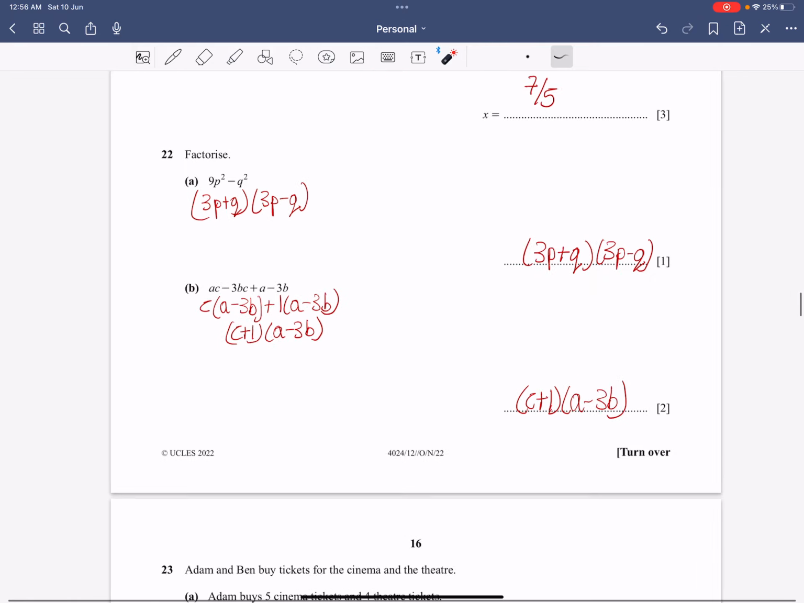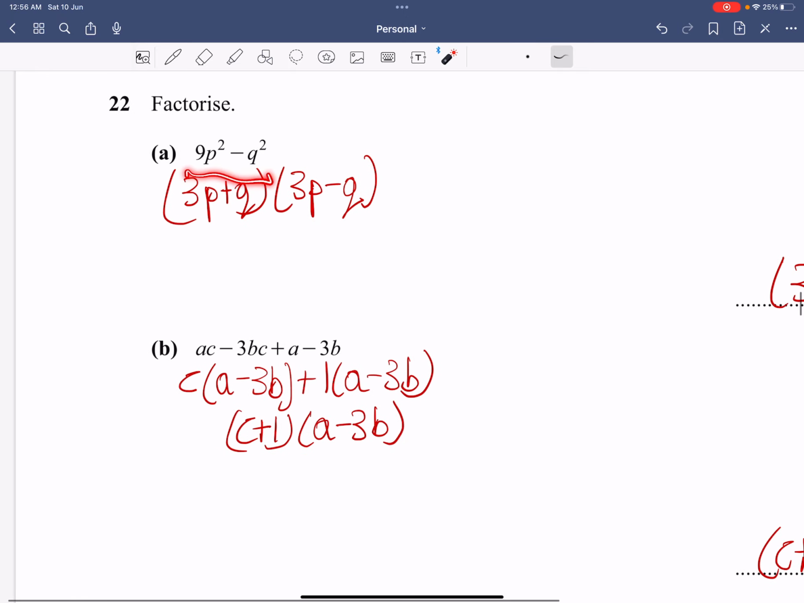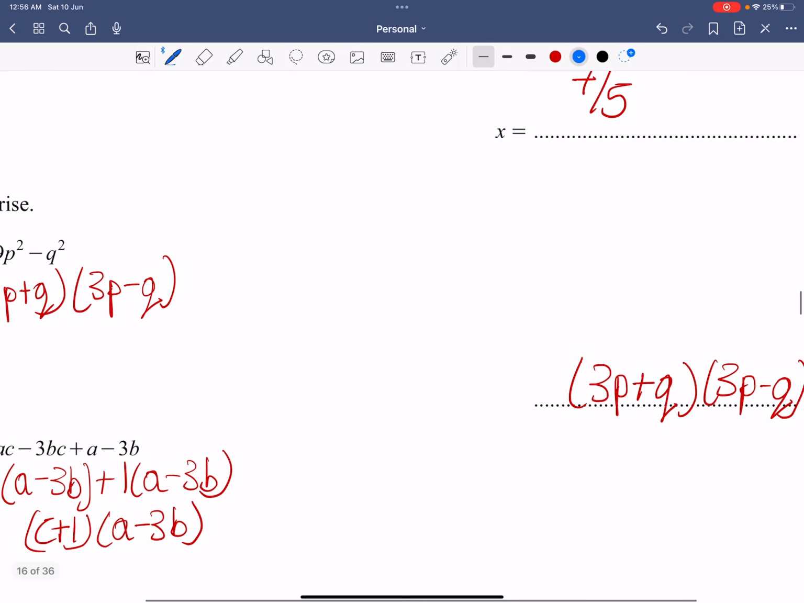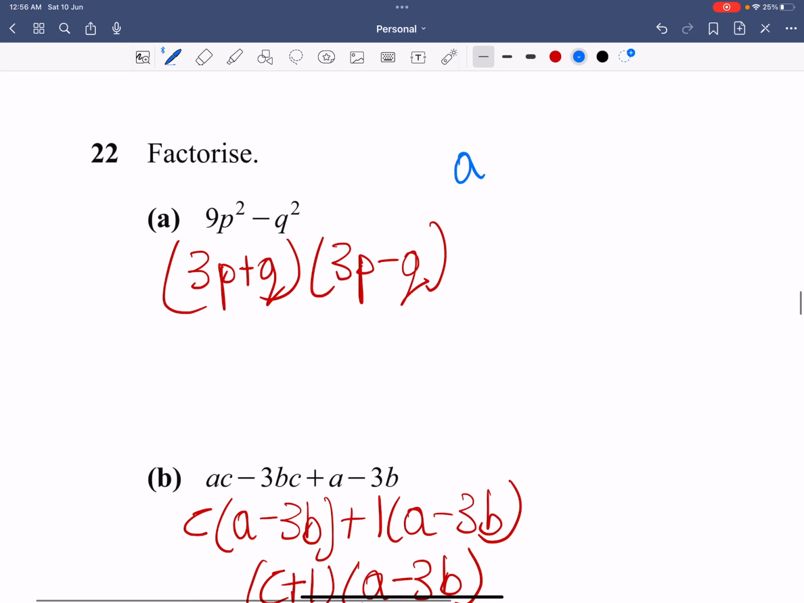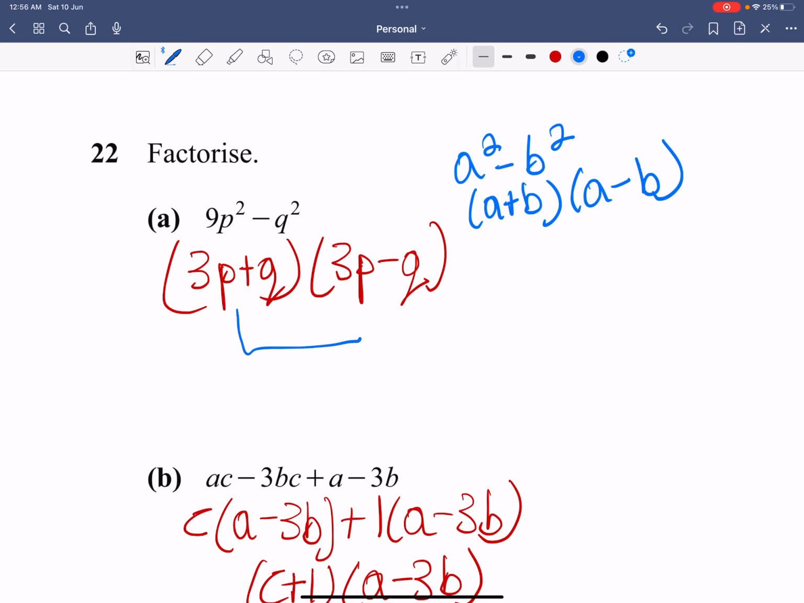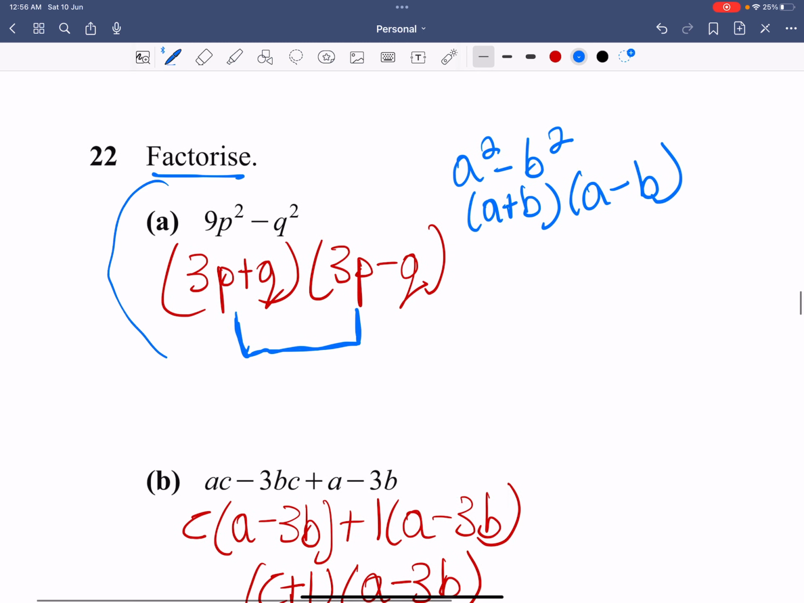Moving on into the next question, factorize this. Fairly easy. You just need to remember the property that a squared minus b squared can be represented as a plus b, a minus b. So what does this mean? That when these two factors are multiplied, so factorize means break them down into factors.